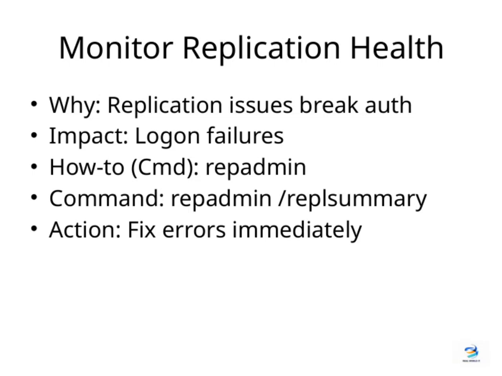Now, let's talk about why replication issues can really cause problems with authentication. When replication breaks down, it can lead to logon failures, making it difficult for users to access resources. To troubleshoot this, you can use the repadmin command. Specifically, running repadmin gives you a quick overview of the replication health across your domain controllers. If you notice any errors, it's crucial to fix them immediately to restore proper functionality. Continuously monitoring replication health is key to maintaining a secure and reliable environment. Keeping an eye on these issues helps prevent disruptions and keeps your authentication processes running smoothly.